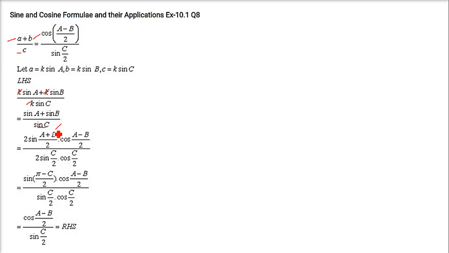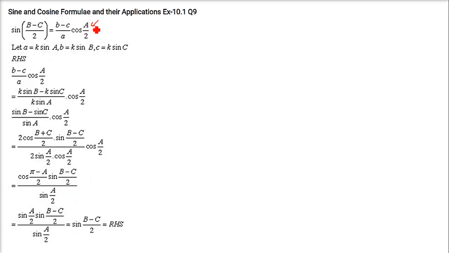Now here, see this one. A plus b can be written as pi minus c. A plus b plus c is pi, 180 degrees. So a plus b can be written as pi minus c. So what do you get? Sin pi minus c by 2. So this cos a minus b by 2 remains. This sin pi minus c by 2 is sin pi by 2 minus c by 2. That is sin 90 minus theta. Sin 90 minus theta is cos theta. That is, this will be cos c by 2. So this and this get cancelled. You have cos a minus b by 2 and sin c by 2. This will remain.